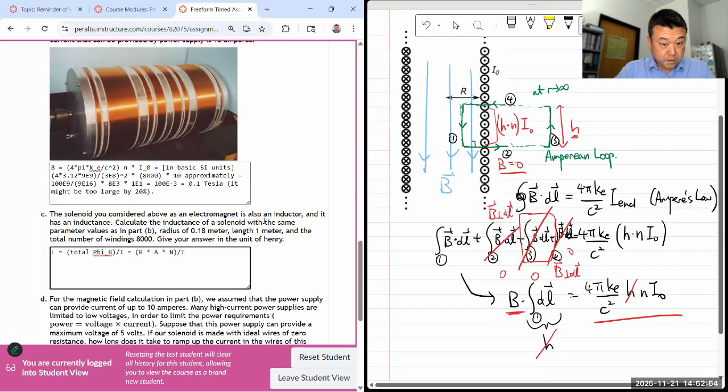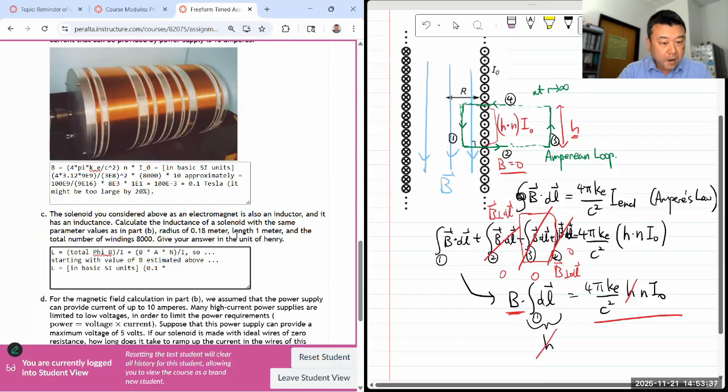Calculate the inductance of the solenoid with the same parameter values as before. So I'll start with the value of B estimated above. It's doing a couple extra things, but it's fine. The factor of I is part of B and then it'll cancel out. It'll save me a little bit of time. So it'll be about 0.1 Tesla. In basic SI units, 0.1 Tesla times the area. I need to say pi r squared.